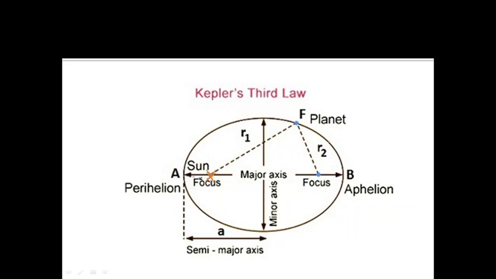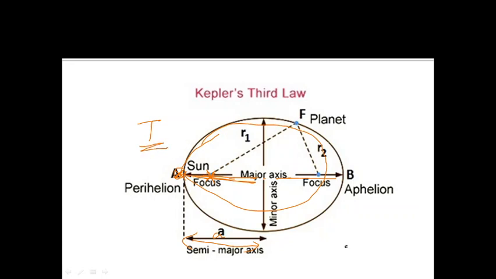Major axis is the largest distance that you can draw inside an ellipse. So semi-major axis is half the distance of the major axis. This much distance is A. T is the time period for one complete rotation around the sun. So if a planet starts from here, in how much time will it return to the same point? That is denoted by time period T.